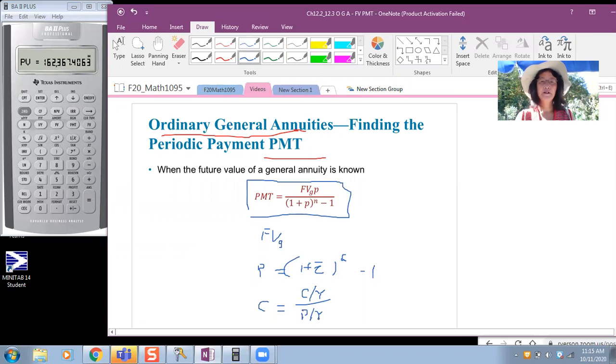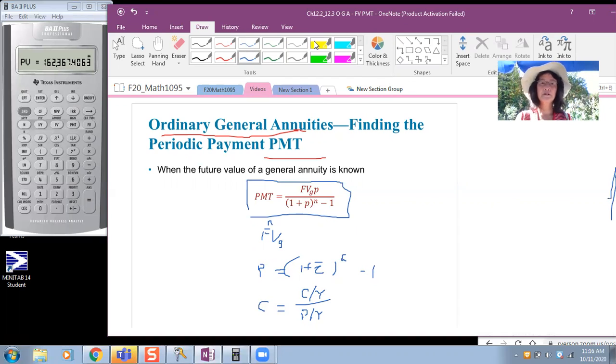CY represents number of interest compounding periods per year, and PY represents number of payments per year. C represents number of interest conversion periods per payment interval. And I is a periodic interest. So you need three things for PMT. You need a FV, you need a P, and you need N, the term N. Need these three numbers, okay?